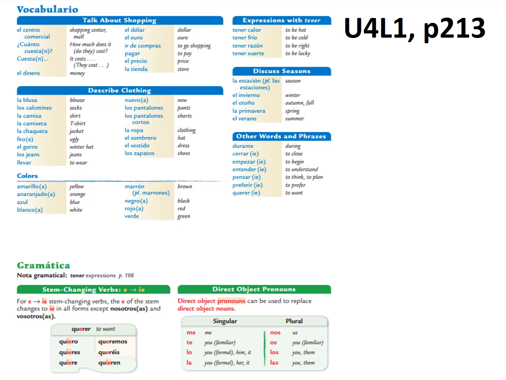To describe clothing. La blusa is a blouse. Los calcetines are socks. La camisa, shirt. La camiseta, t-shirt. La chaqueta, jacket. Feo is masculine for ugly. Fea is feminine for ugly. El gorro, winter hat. Los jeans are jeans. They are also sometimes referred to as vaqueros. Los vaqueros. Llevar, to wear.